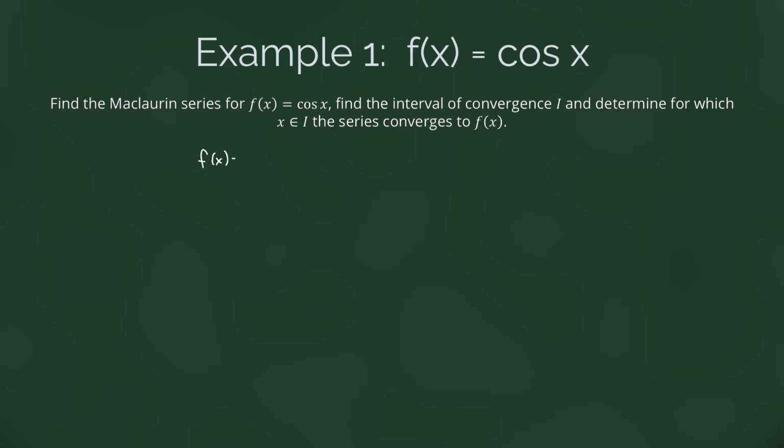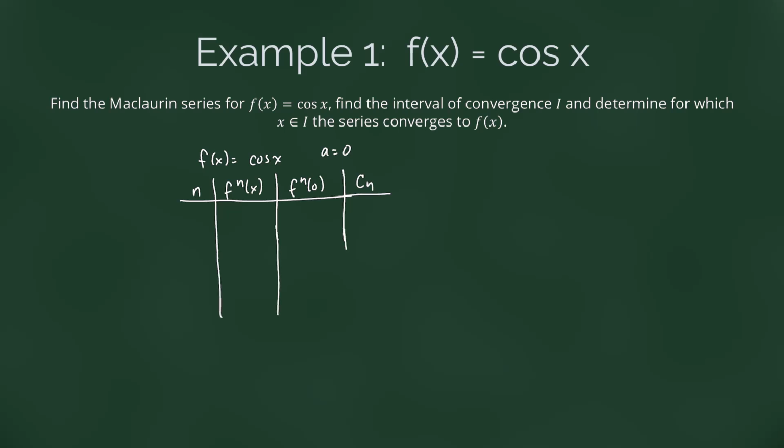So our function is cosine of x. Our center, because it's a Maclaurin series, is 0. So let's start by building a list of coefficients and see if we can establish a pattern in order to write our series down. So I'm going to make a list here of my n value, my nth derivative at 0, and then my nth coefficient. And we'll do this for a few n values until we start to establish a pattern.